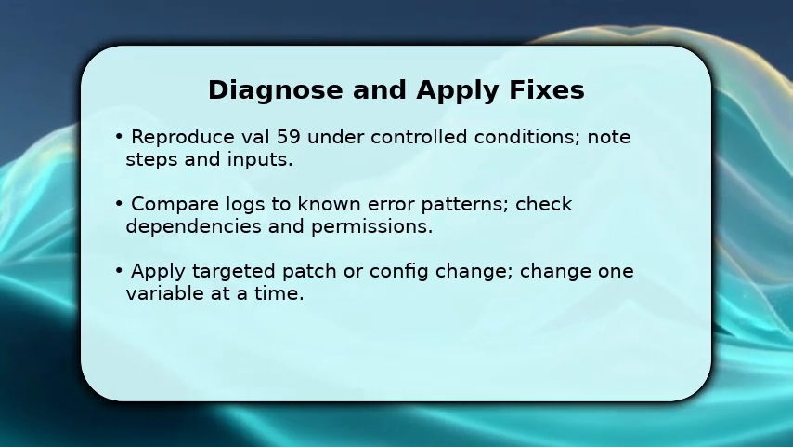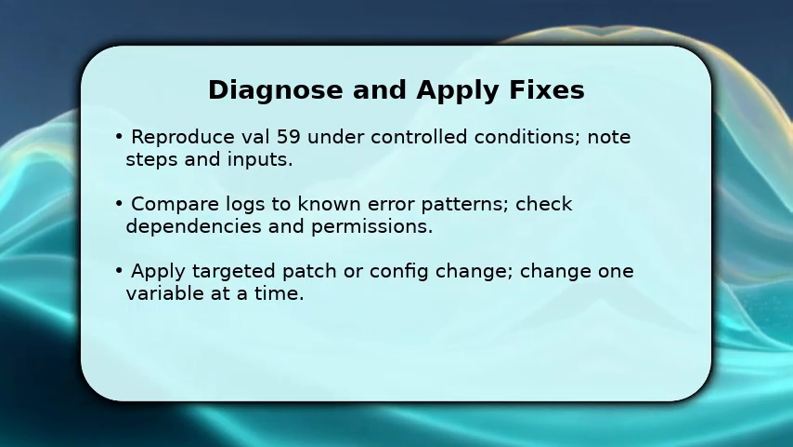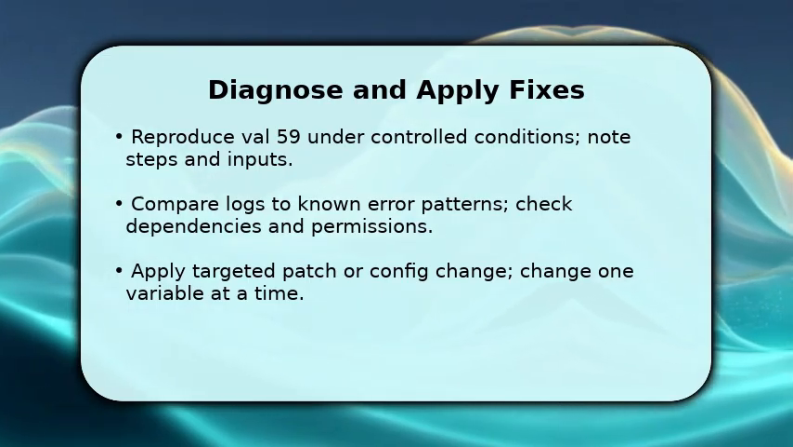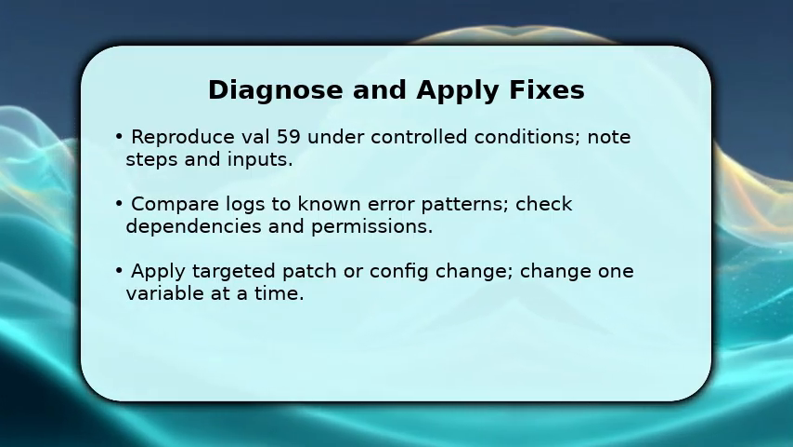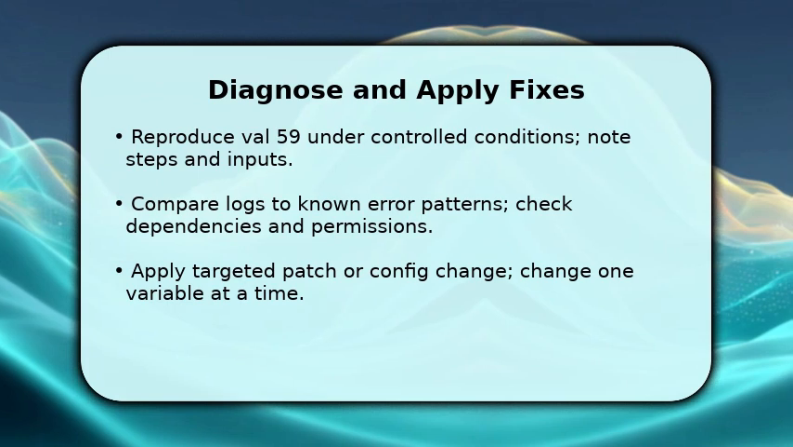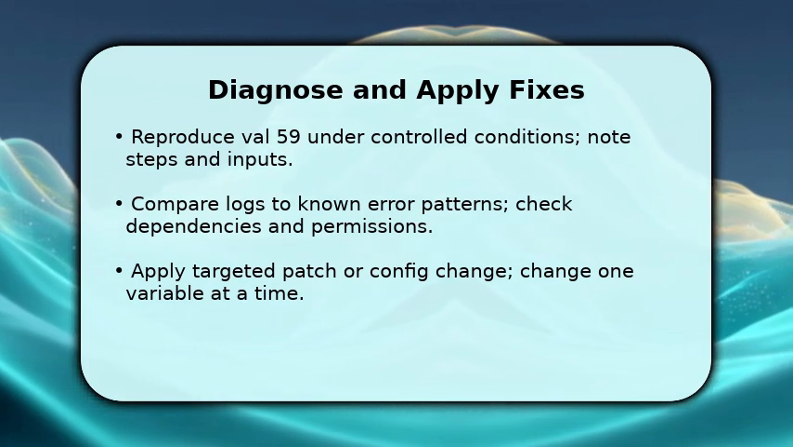Once identified, apply a targeted patch or configuration change, modifying one variable at a time so you can measure impact. After each change, retest the sequence and review logs to confirm the error signal weakens or disappears.